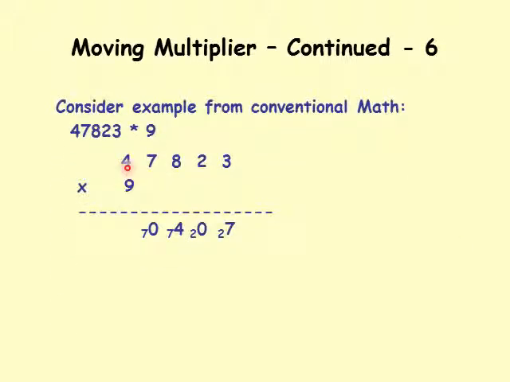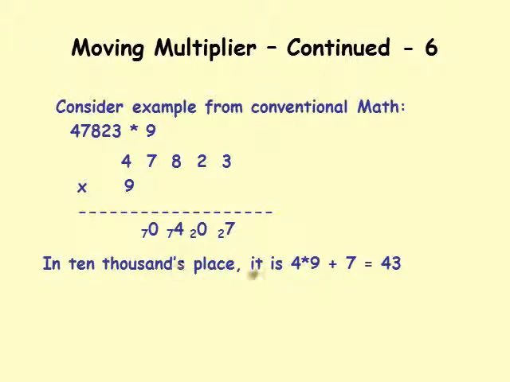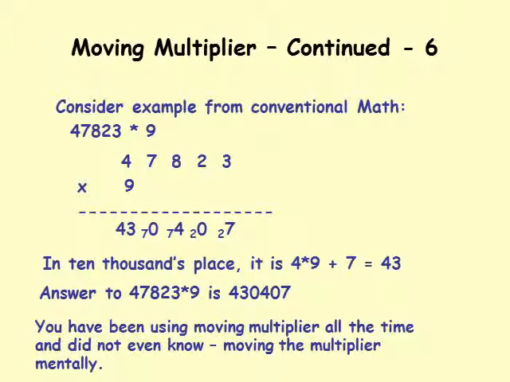We have moved the multiplier again. Now it's at 10,000 place. Of course, we move that mentally. So in 10,000 place, we have a 4 times 9, which is 36 plus 7, 43. Okay, now the answer: 47823 times 9 is 430407. Okay? So you have been using a moving multiplier all the time and did not even know that.